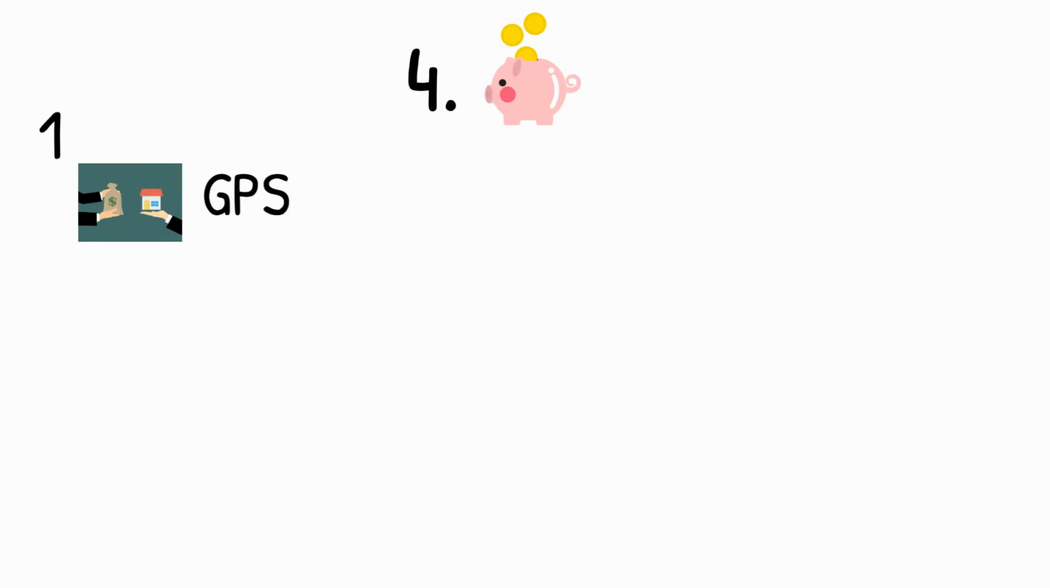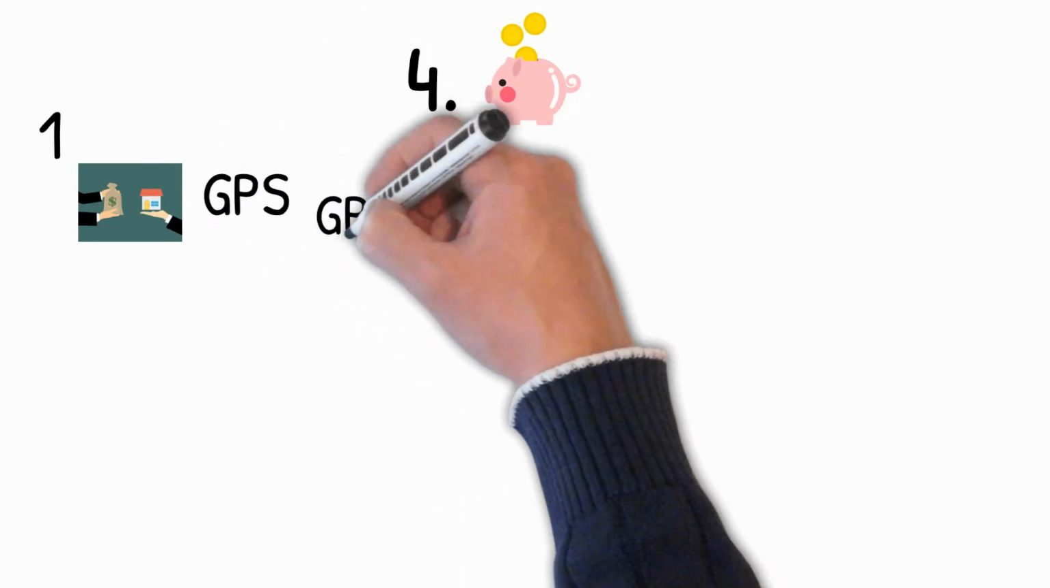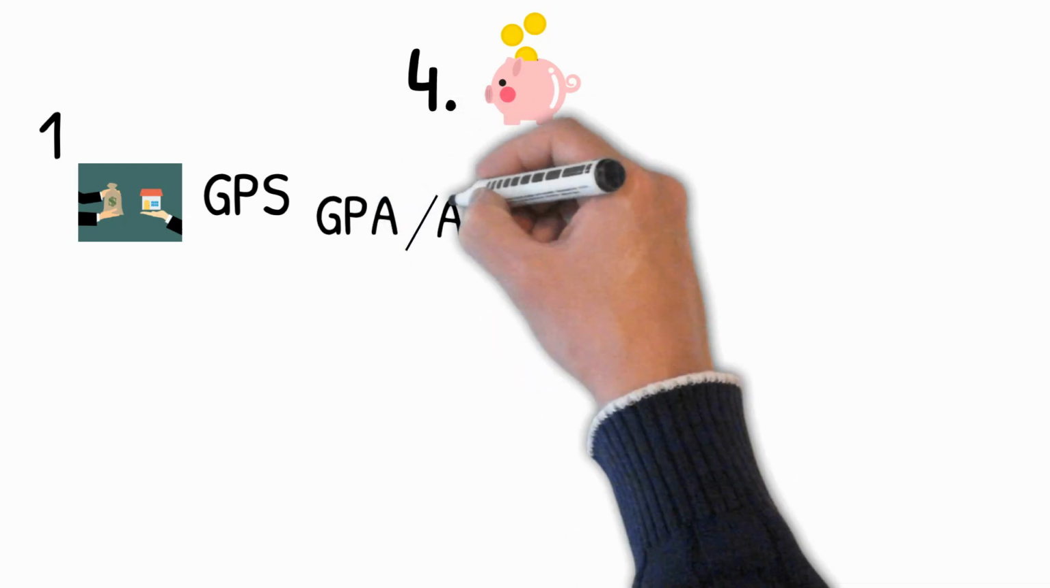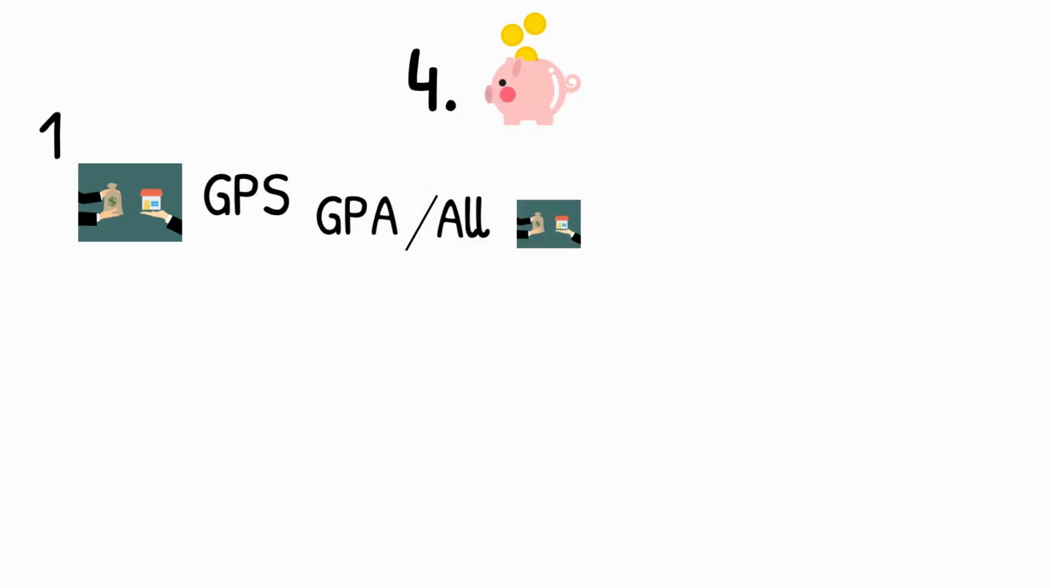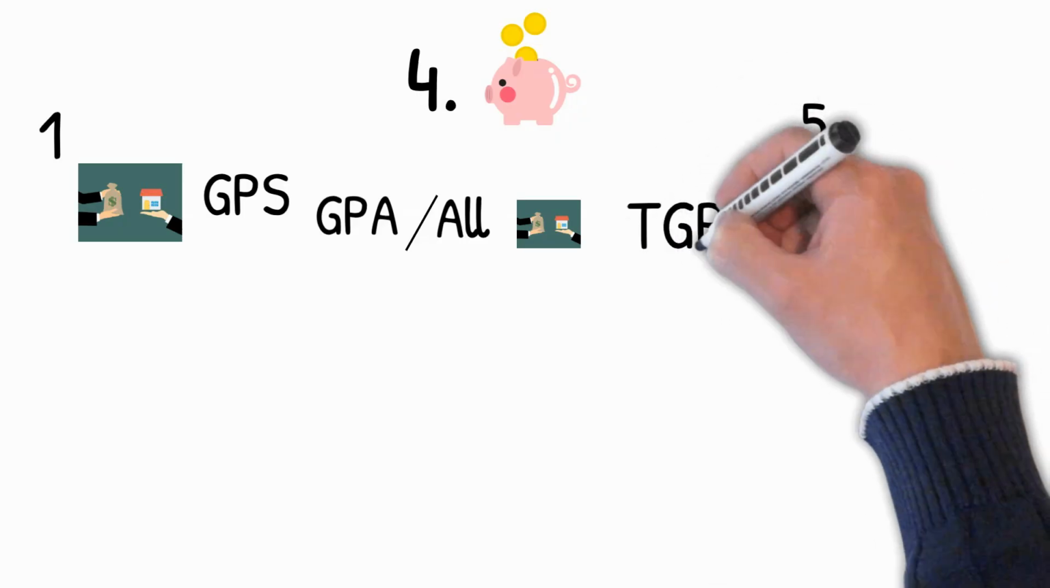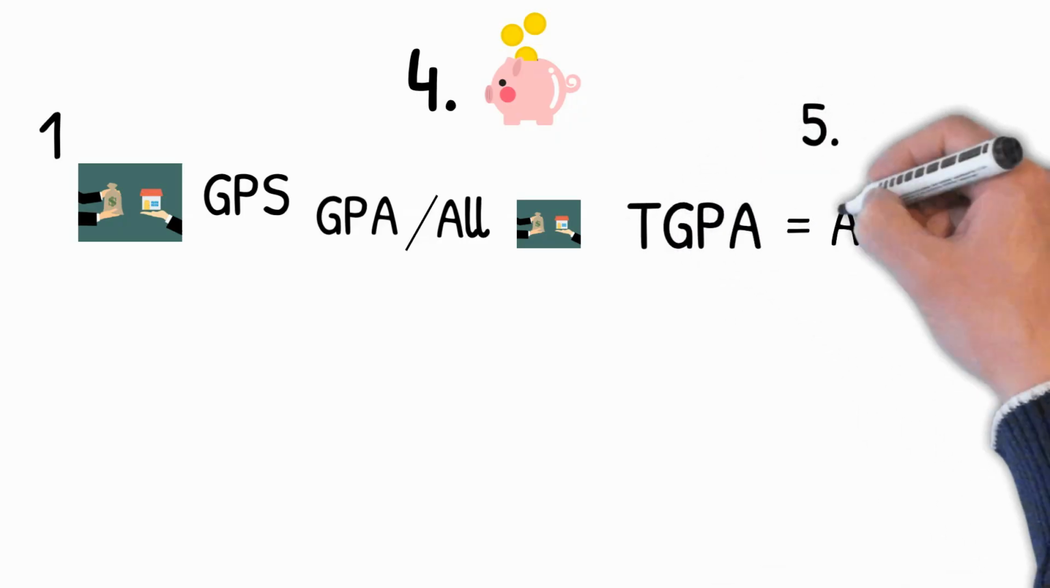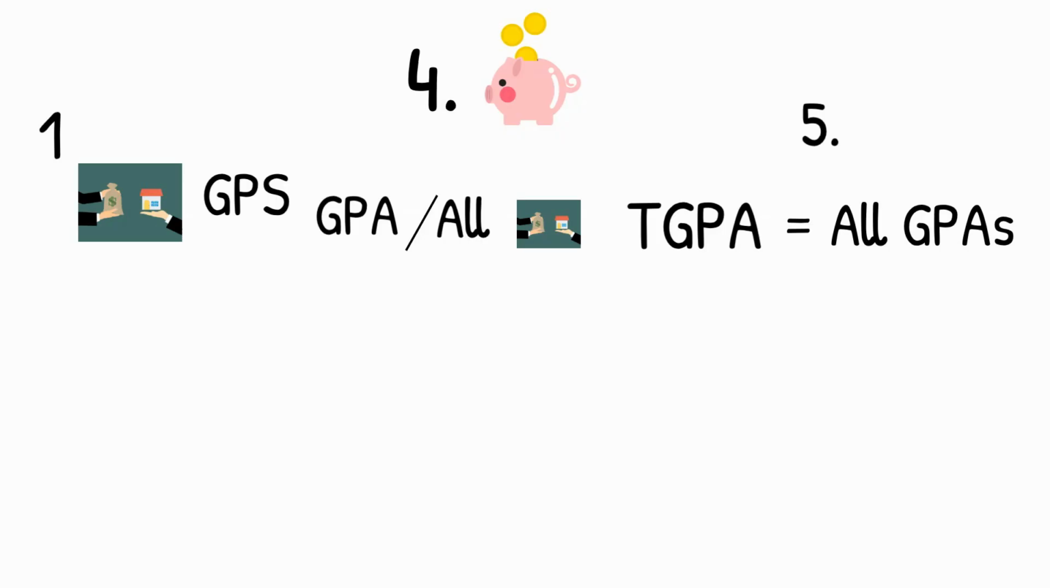The fourth profit is gross profit per sale, or GPS. It is the GPA divided by the amount of sales of a campaign. So, with a GPA of $10,000 and 40 sales, our GPS would be $250. The fifth is total gross profit accumulation, or TGPA. It is the sum of all the GPAs of all the campaigns you run in your business.